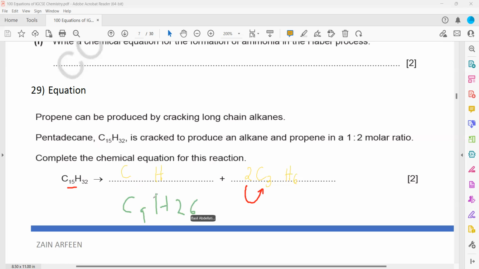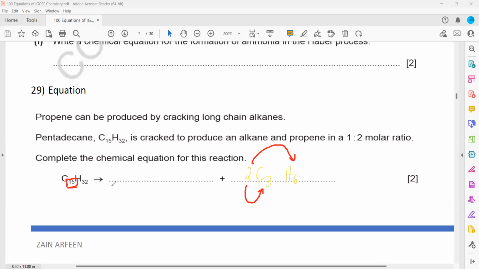And out of 32, how many hydrogen are used here? 12 hydrogen are used here. So it will not be 26. 26 is also not correct. The thing is, whenever you are completing an equation, you have to look at the left-hand side and the right-hand side for a cracking; they should be the same.